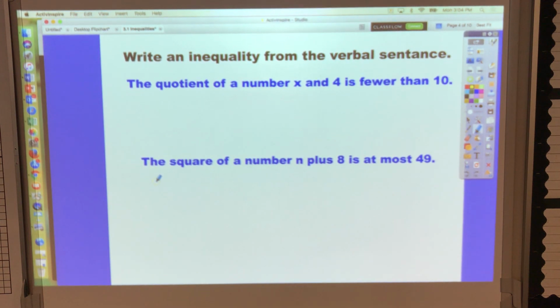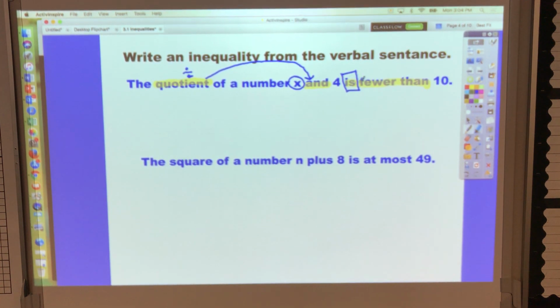The quotient of a number x and 4 is fewer than 10. So I have quotient, which means division, the word and, and here's my is fewer than. Quotient means division. Number, they're telling me to use x. And remember, it tells me where that operation goes, and the word is where my inequality symbol is going to go.